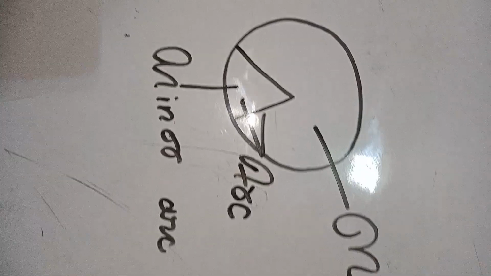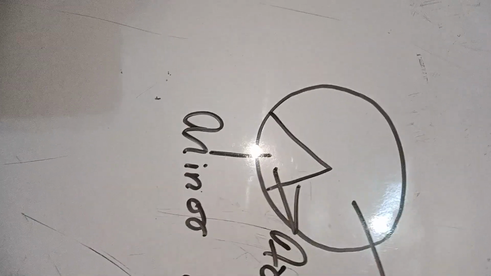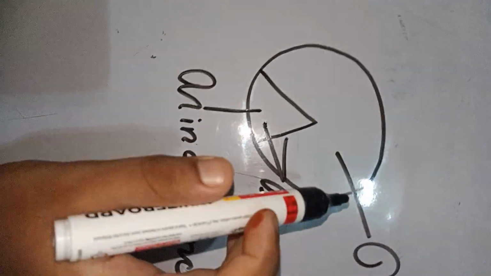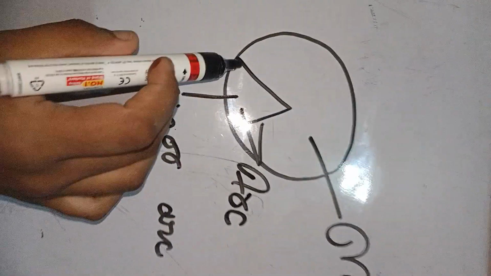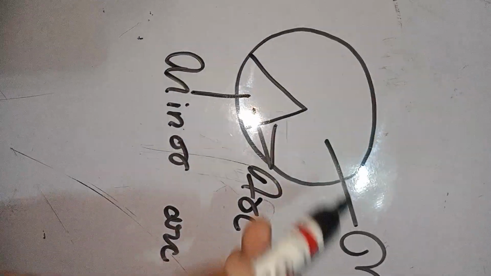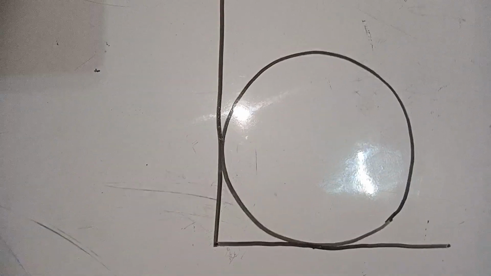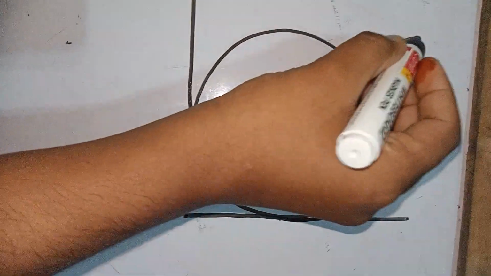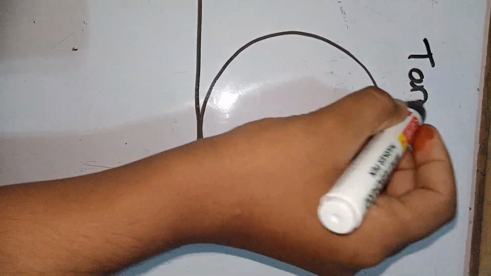So we can define arc: the area covered by a circle is called an arc. The area covered by a small arc is called the minor arc. The area covered by a largest arc is called the major arc. Okay, the next topic given in your book is the tangent.